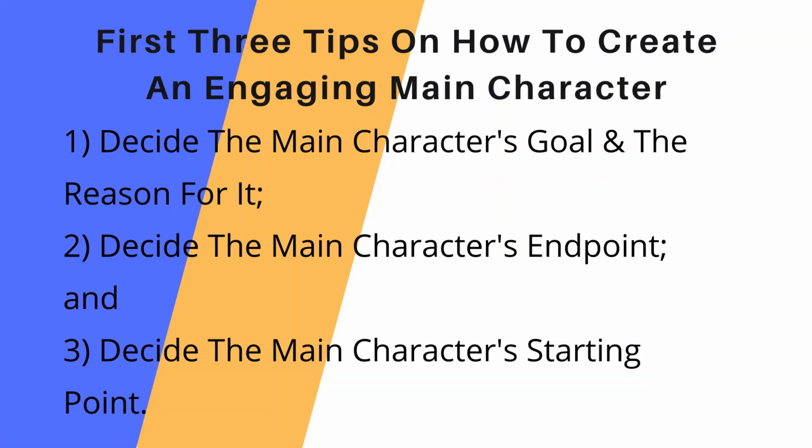In the previous video, we looked at the first 3 tips on how to create an engaging main character, and these included: decide the main character's goal and the reason for it, decide the main character's endpoint, and decide the main character's starting point. And we looked at all the relevant examples from fiction and fantasy to go with them. In this video, we shall look at a further 3 tips on how to create a main character that your audience will just want to keep seeing more of.